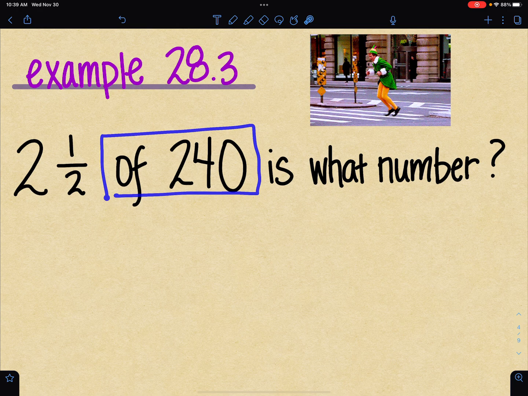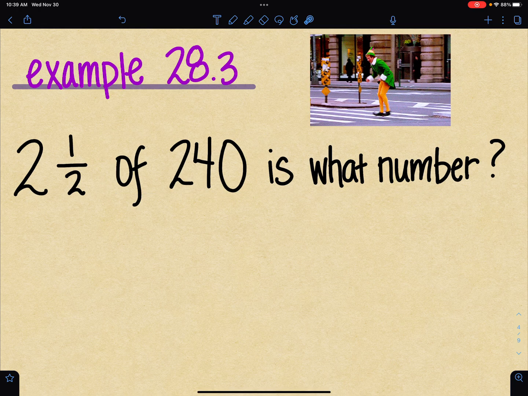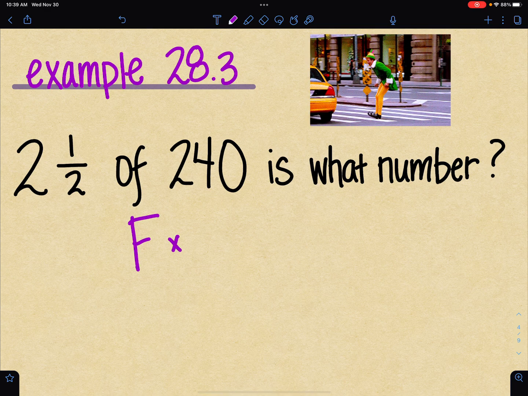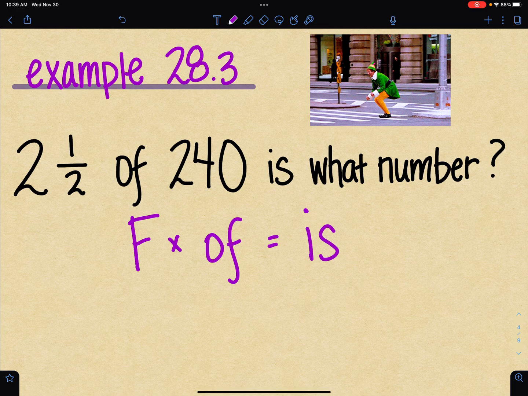So that's "of." "Is" is going to associate with what number? So we're going to be solving for "is," and we're going to make it "what number." Once you do that and make those substitutions, it's going to be easy. So fraction times "of" is "is." This is how you solve all of these types of problems, right?